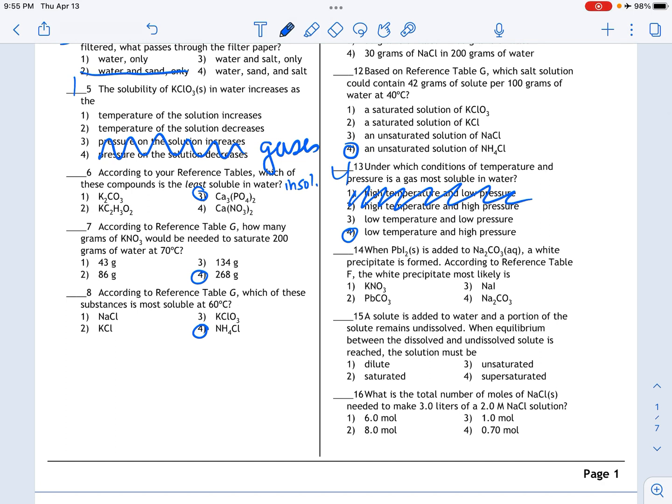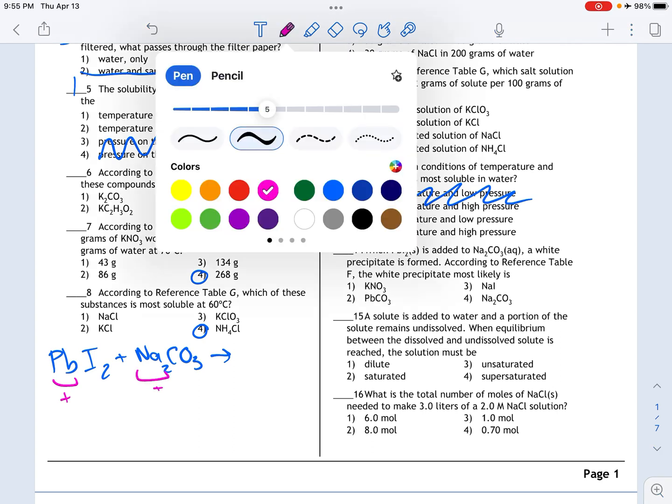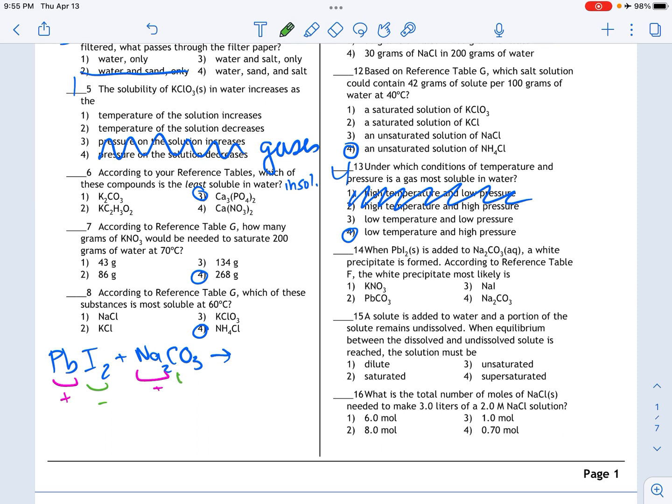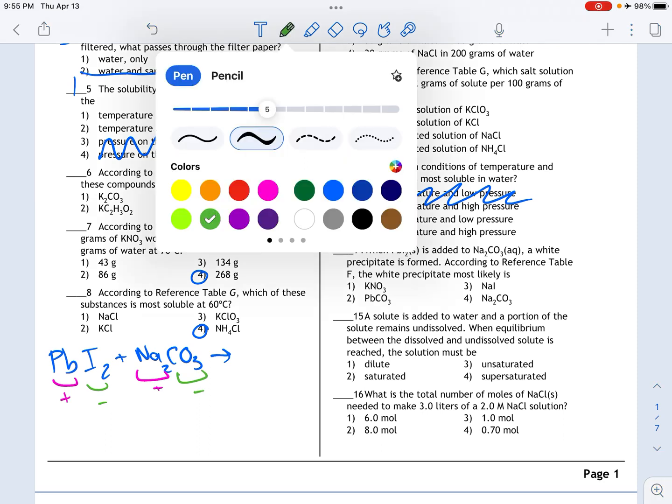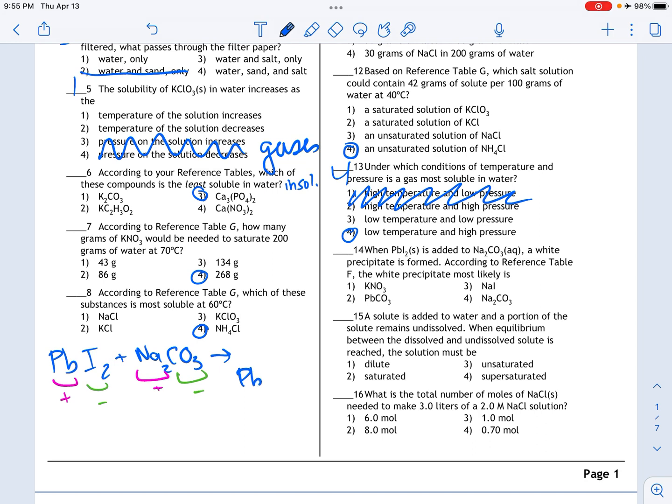When PbI2 solid is added to Na2CO3 aqueous, a white precipitate is formed. According to table F, what is it? Well, this is tricky because the first thing you need to do is the double replacement, because I don't know what my products are. If you don't remember, double replacement is when you switch your positives and your negatives. So instead of being with iodine, lead is going to be with carbonate. You'd crisscross and you'd see that Pb is +2, CO3 is -2, so you're good. And then Na is going to be with I.